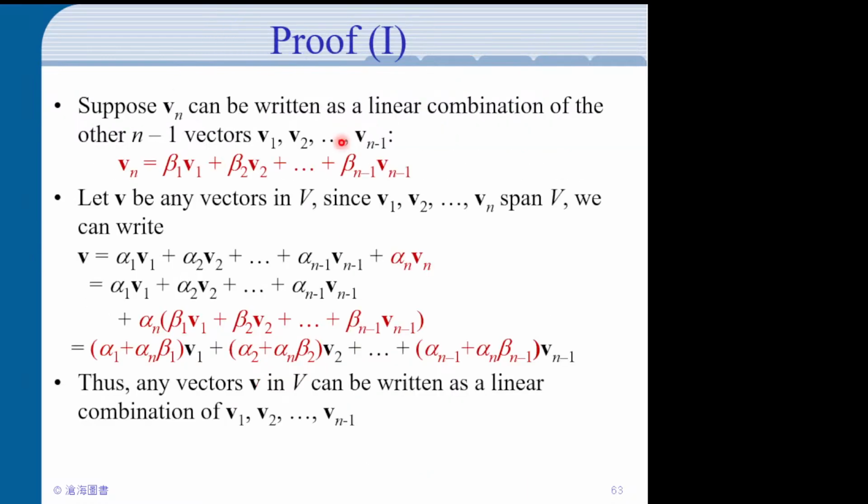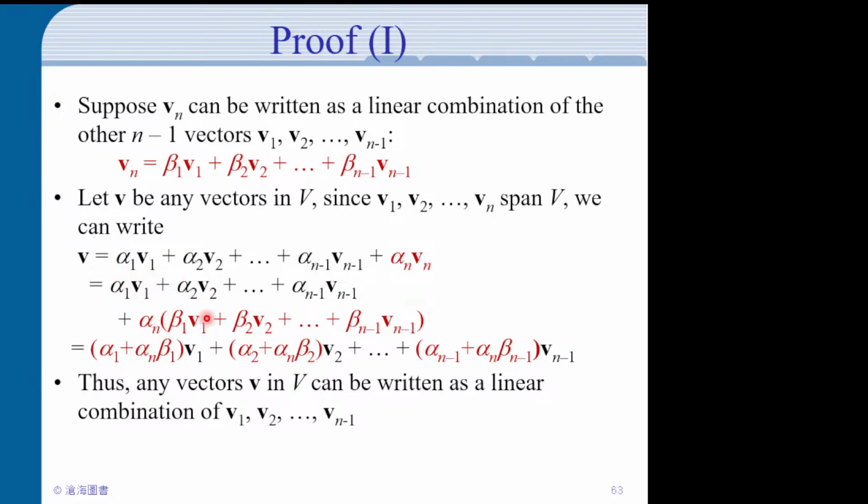Without loss of generality, let's assume Vn is the one that can be written as a linear combination of others. So Vn is written as beta times all other V's. And the proof is pretty trivial. Suppose, just like before, there is some vector in V. It's a linear combination of V1 to Vn. Then you can just replace this Vn with a linear combination of V1 to Vn minus 1. And then we still have a linear combination of V1 to Vn minus 1. We have a linear combination plus a linear combination, still a linear combination. You just add together the coefficients.